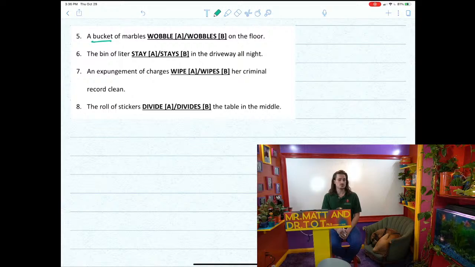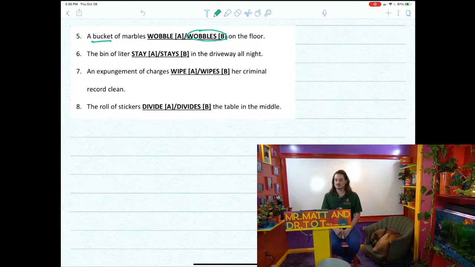Remember that verbs are tricky. They go opposite common sense. If we would normally expect a plural noun to end in S, then a plural verb is not going to end in S. If we normally expect a singular noun to not end in S, we would expect a singular verb to end in S. So we want a singular verb. Singular nouns usually do not end in S, so a singular verb usually will end in S. So we want wobbles. A bucket of marbles wobbles on the floor.